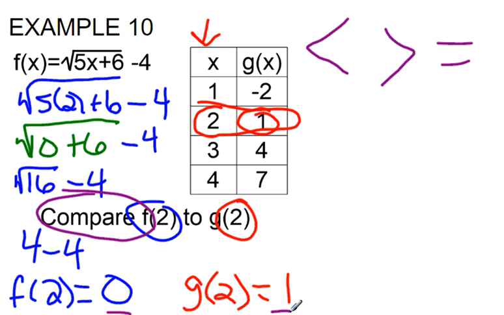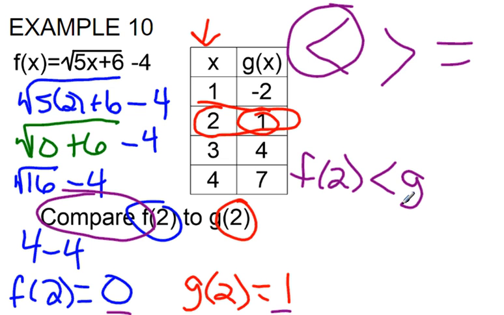Another word for smaller is less than. So I want to use the less than symbol as we write our final statement, that f of 2 is less than g of 2, because f of 2 is 0, which is less than 1.